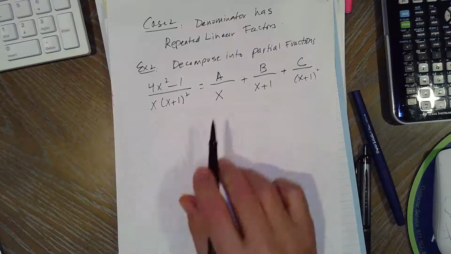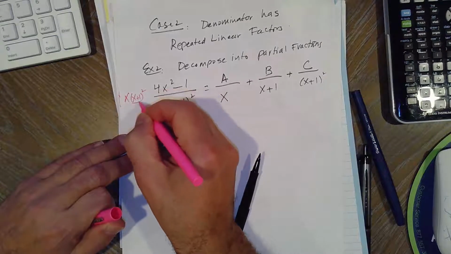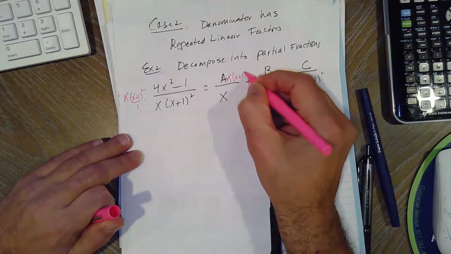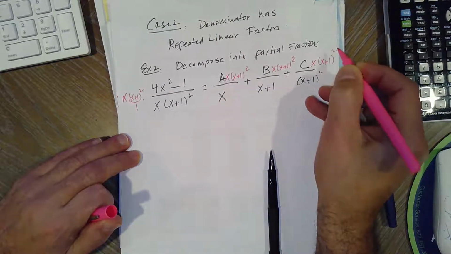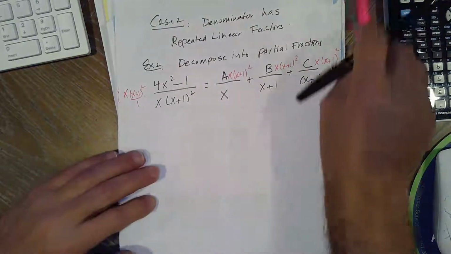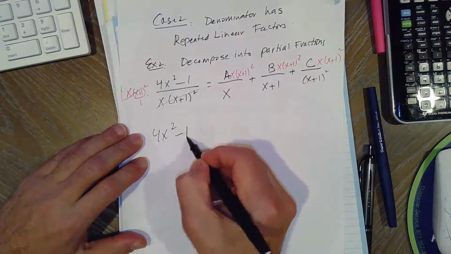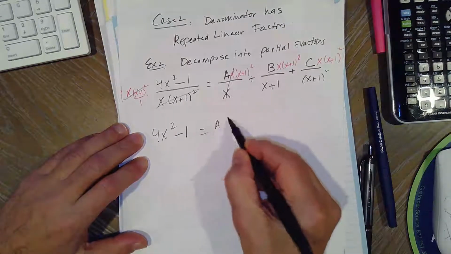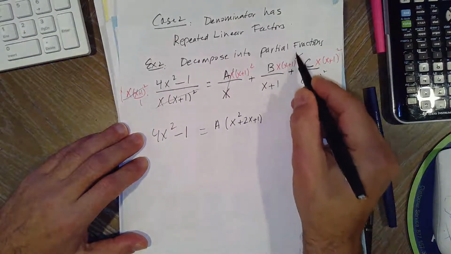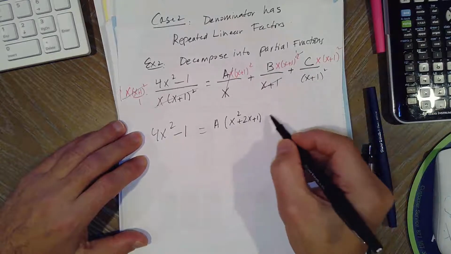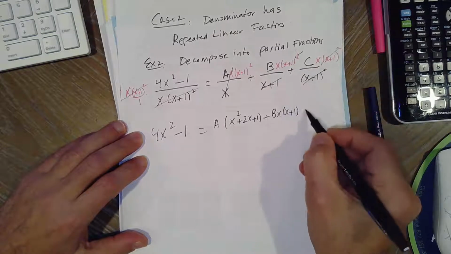And then we multiply by the LCD, which is the original denominator, x times x plus 1 squared. So that's going to cancel all the denominators. We get 4x squared minus 1. The x cancels, leaving a times x plus 1 squared, which is x squared plus 2x plus 1. We FOIL it. For the next term, one of these cancels one of those, so we have bx times x plus 1, which we'll distribute, and then x plus 1 squared cancels out, leaving cx.